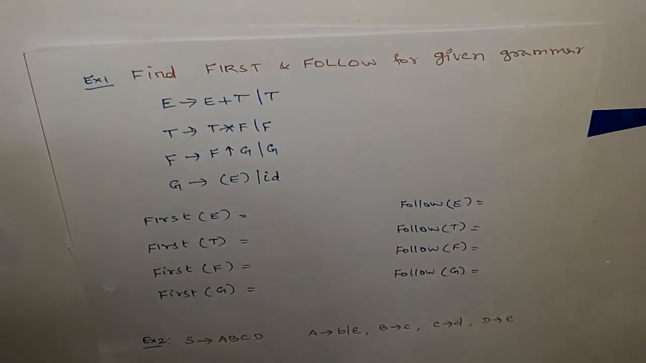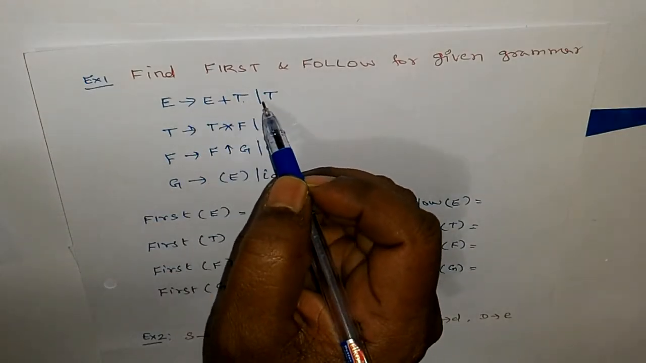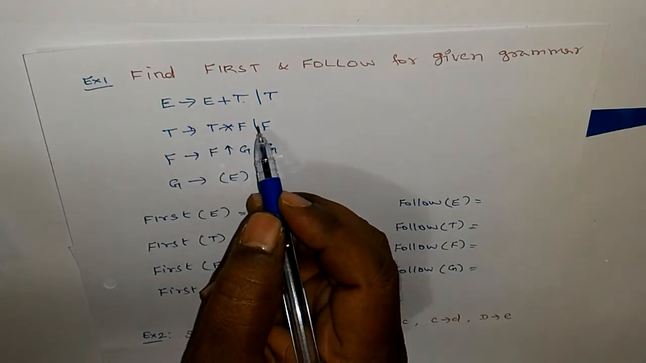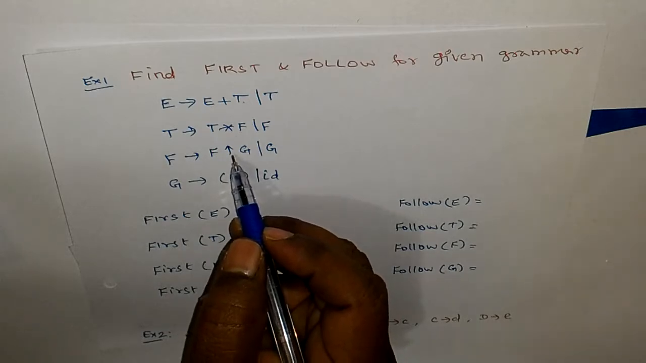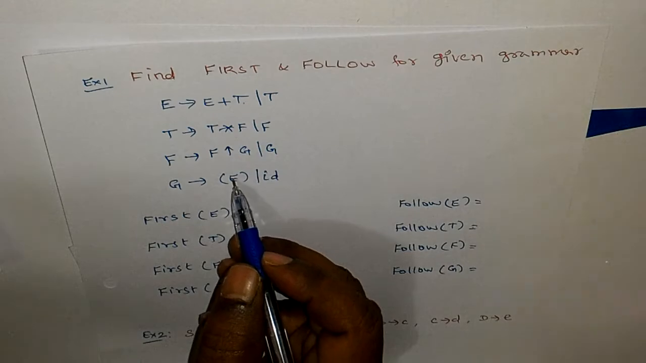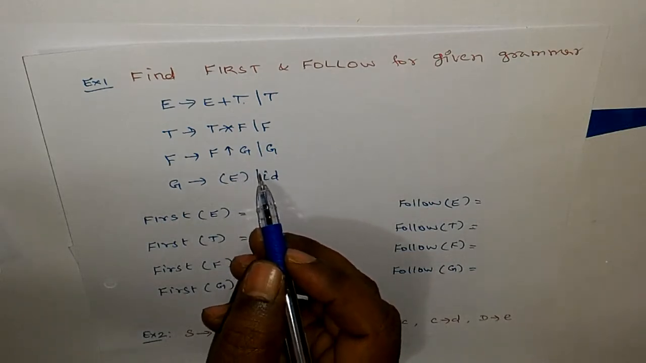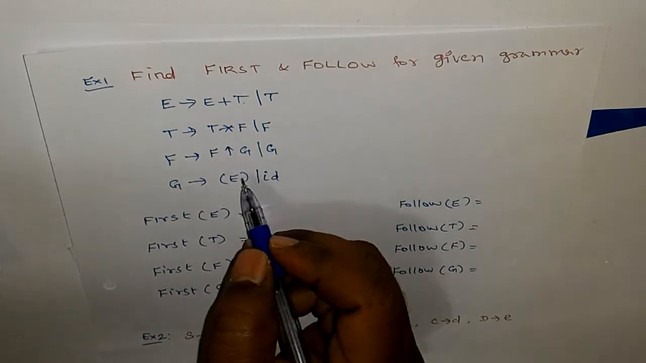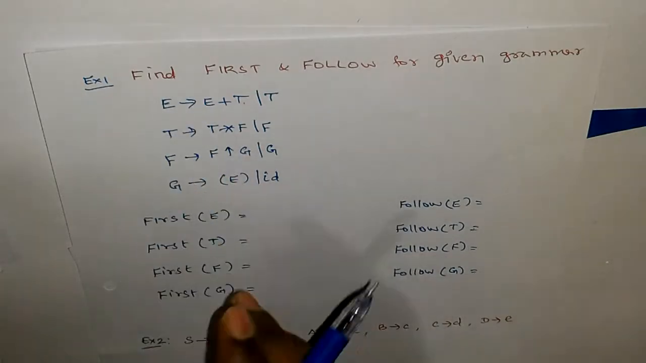The given grammar is E derives E plus T or T, T derives T star F or F, F derives F exponent G or G, G derives left parenthesis E right parenthesis or G derives id. So here we have to find out the first and follow for these variables.